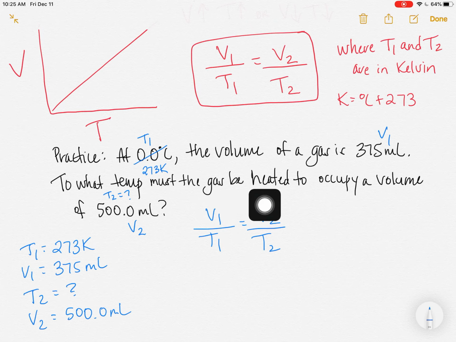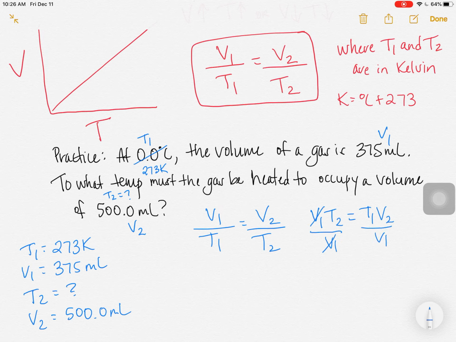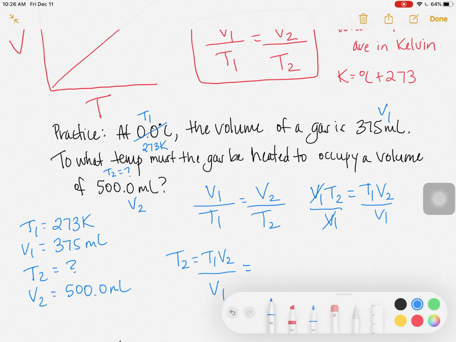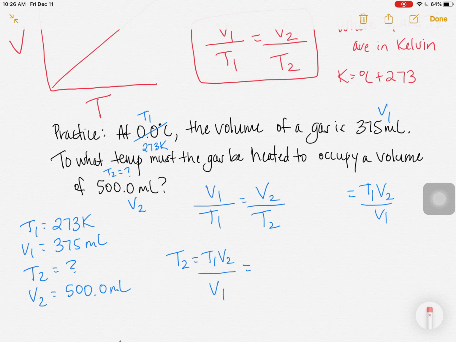So probably the easiest way to do this is to cross multiply, because if you cross multiply here, you get rid of all your fractions, and then it's easy. So if you cross multiply, you'd get V1 times T2 equal to T1 times V2. And then it's very easy for me to get T2 by itself. I would divide by V1. And I end up with T2 equals T1 V2 over V1. Okay, so I'm going to leave that there so I can fill in my stuff.